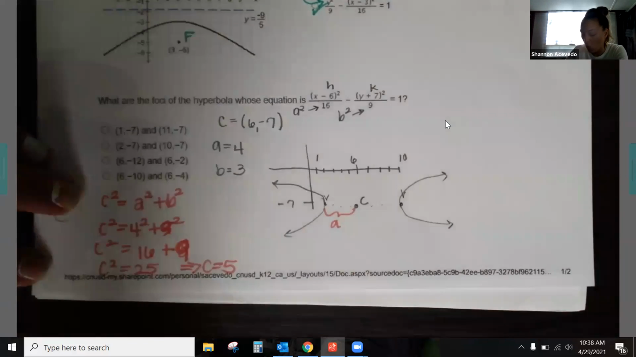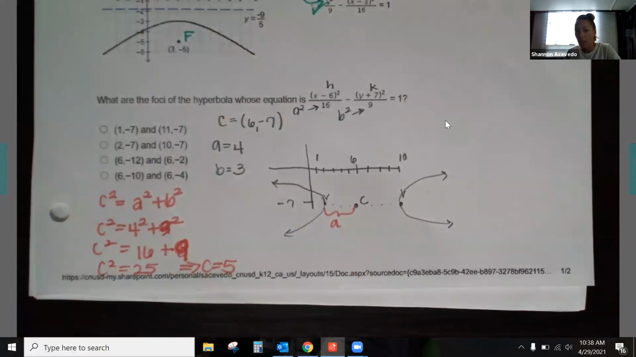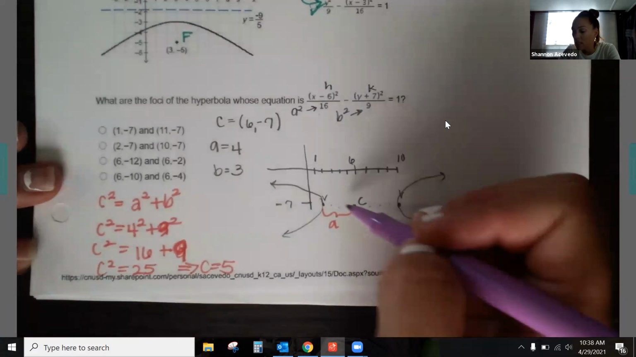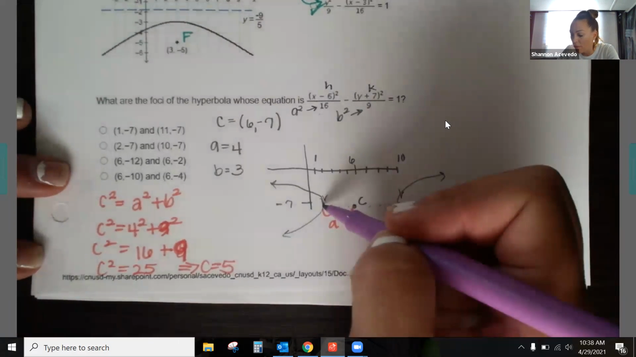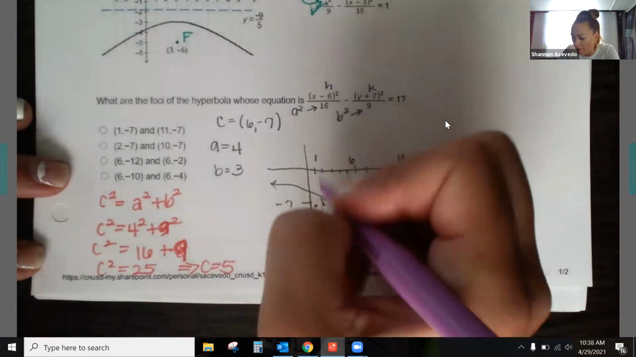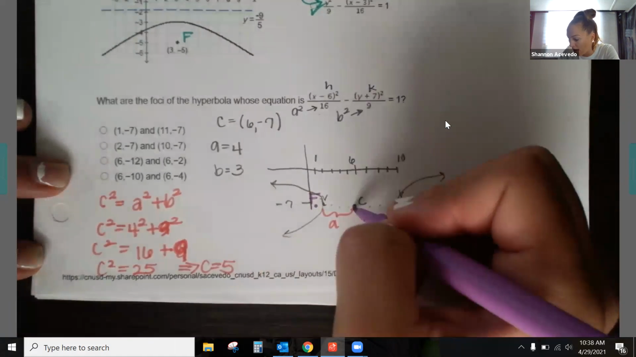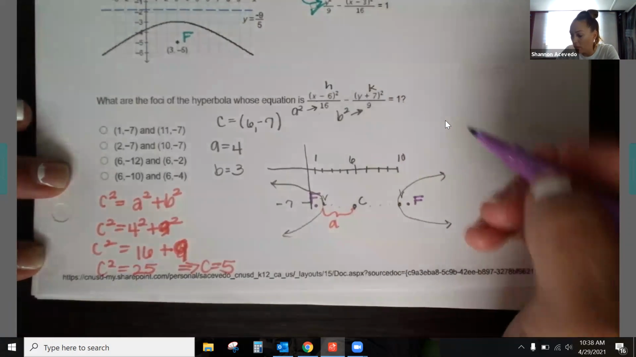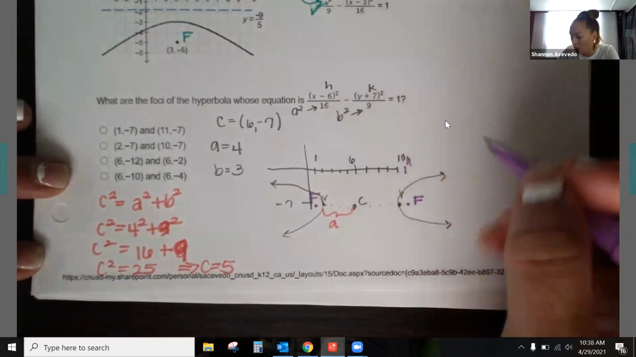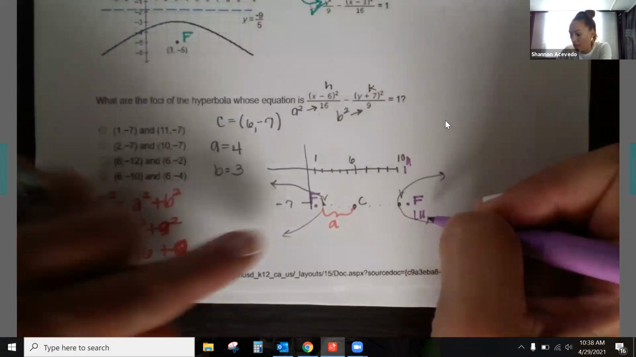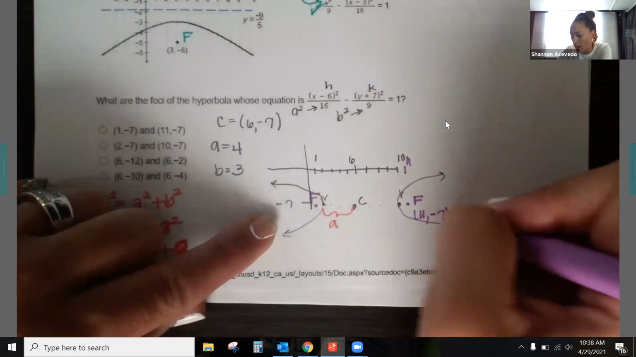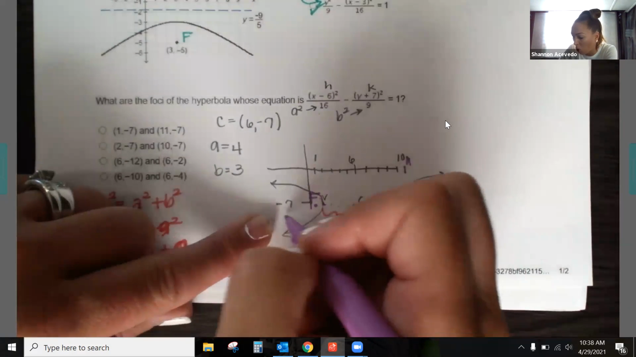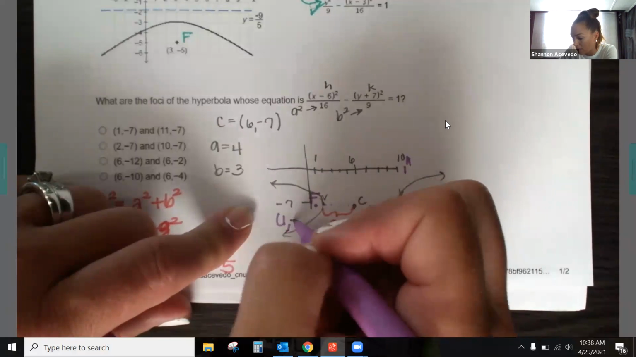So if I want to figure out where my foci are, then I'm going to count C away from my center. So this was 4. I'm here at 5, and I'm going to count 5 this way. So this point is going to be here at 11. And I'm down here to -7 on my y-axis. Here I'm going to be at 1, and I'm at -7.